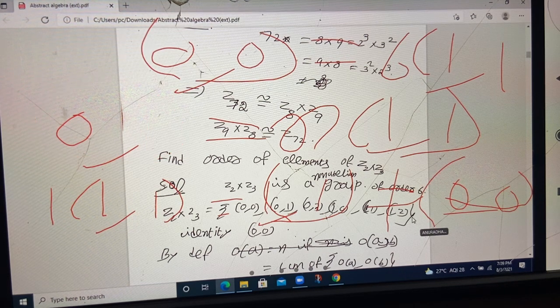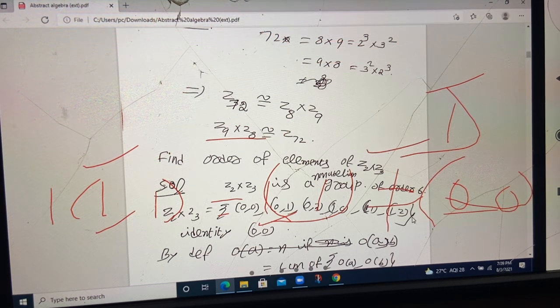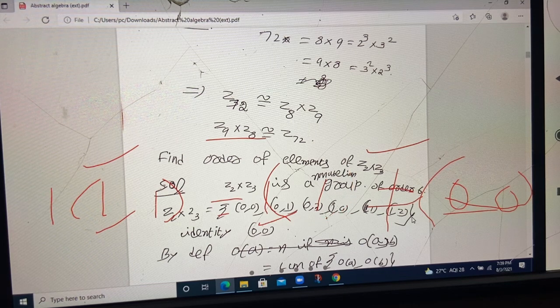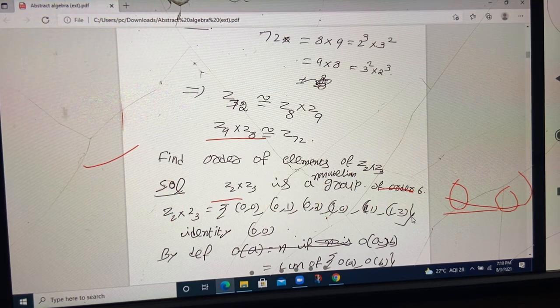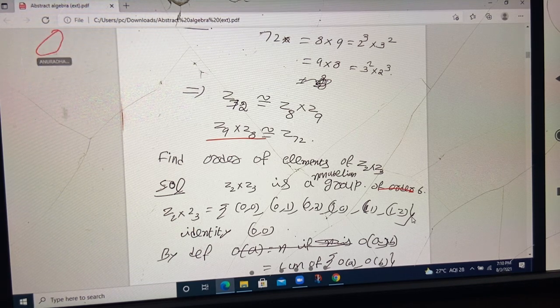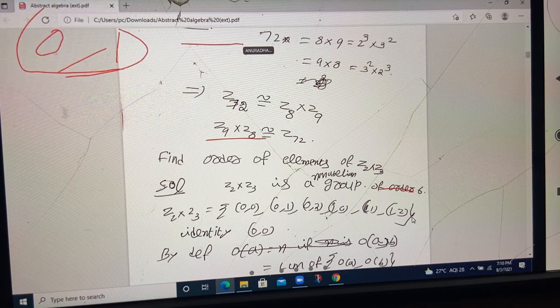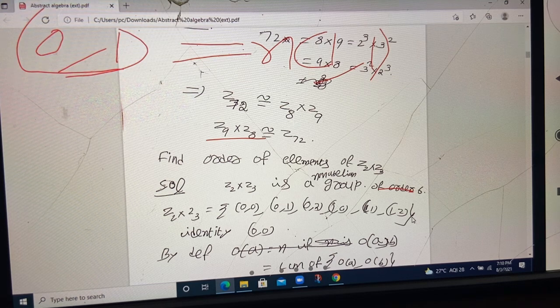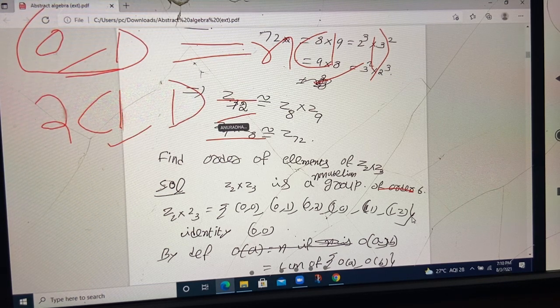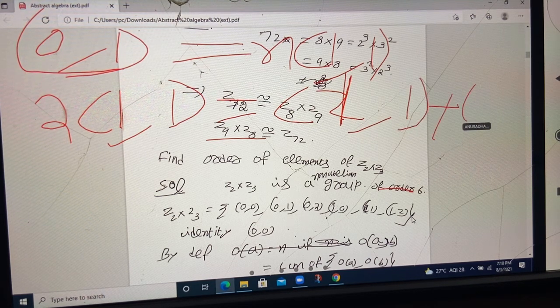2 into (1, 1). If I take 2 into (1, 1), what is the element we have taken? (0, 1). Remember what is the element we are trying to test? (0, 1). Is it equal to n into (1, 1) or not? We have to check. So let us take n equal to 2. 2 into (1, 1) is (2, 2), because (1, 1) plus (1, 1).